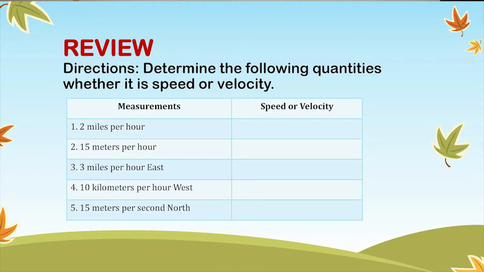Before we proceed, we will have a simple review on speed and velocity. The first column of the table shows the measurements, and in the second column, you are going to determine whether the following quantities are speed or velocity. I'll give you 1 minute to answer.